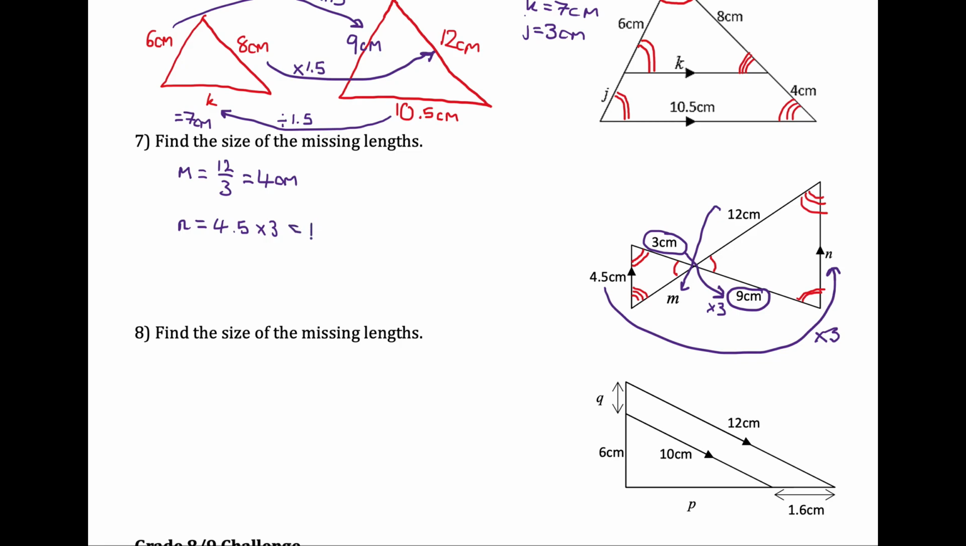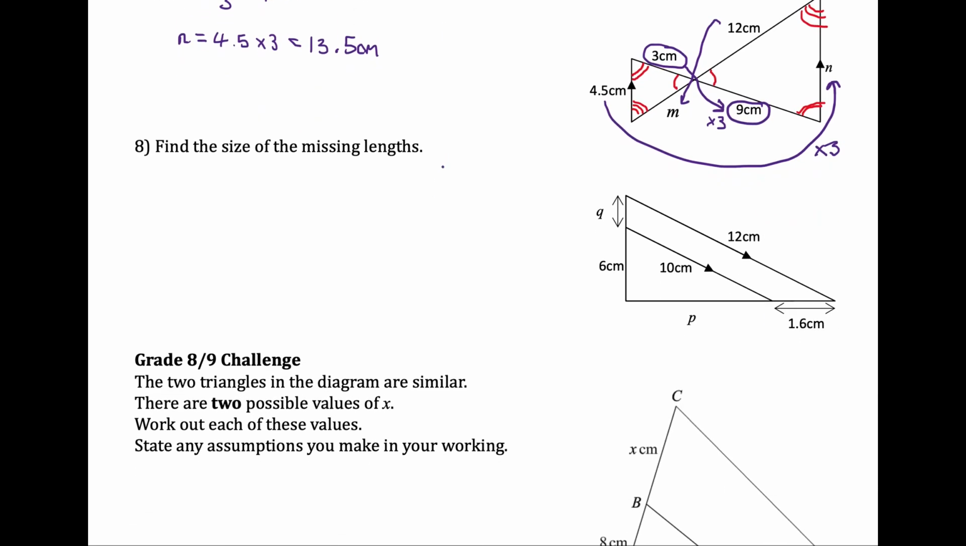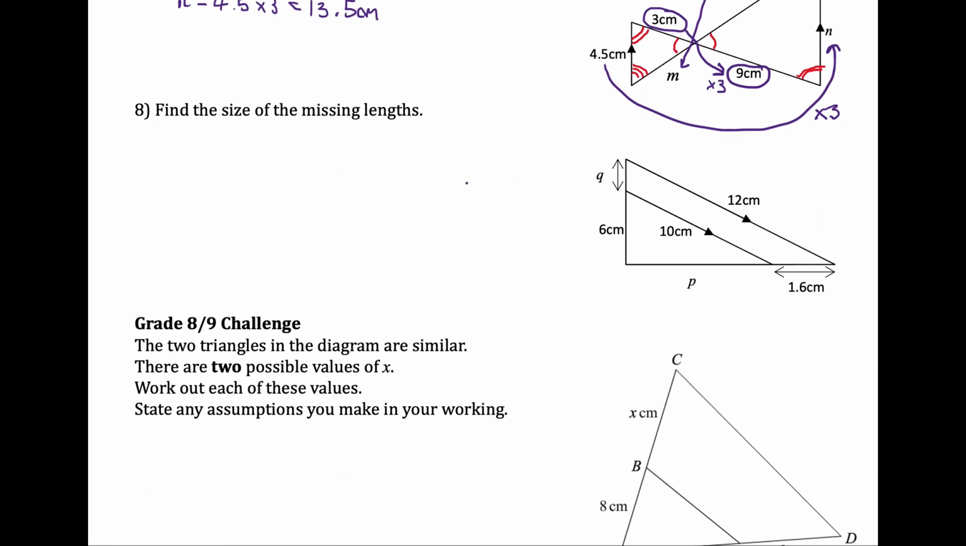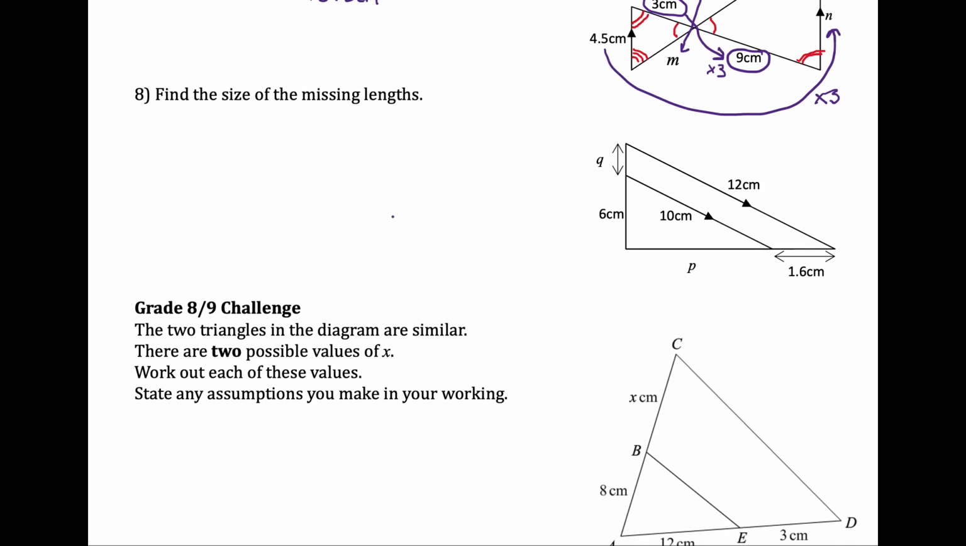And that will give me 13.5. Okay, and number 8, similar to number 7 in the way it's presented, one triangle embedded within another one. I'm going to draw them separately again, pretty badly.